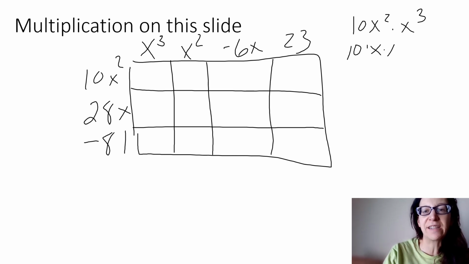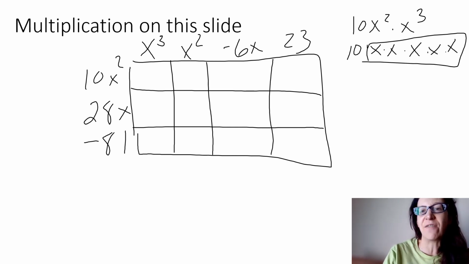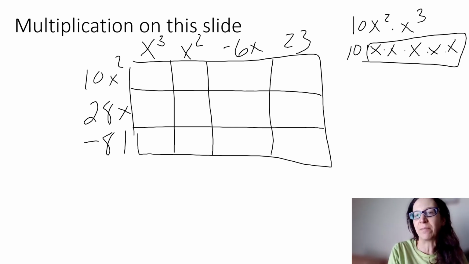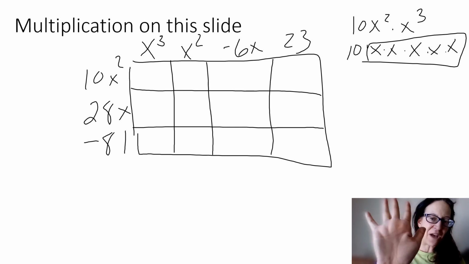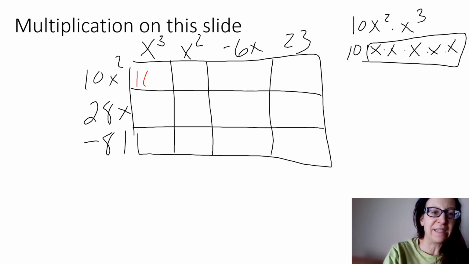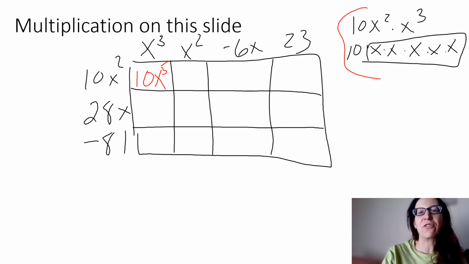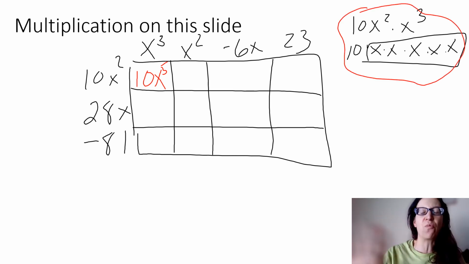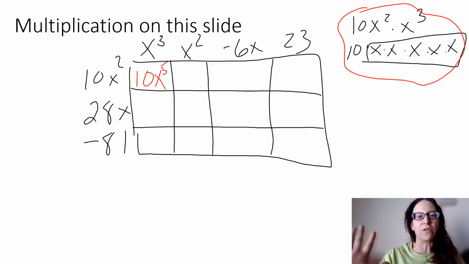10x squared is 10 times x times x. X to the third is 3 x's. So as you can see there, I have x times x times x times x times x. That is 5 x's being multiplied together. So this will be 10x to the fifth. That is scratch work up here, okay? That's like the little work that you do off to the side if you aren't sure how something should look. I do not grade scratch work. I do not even look at it.